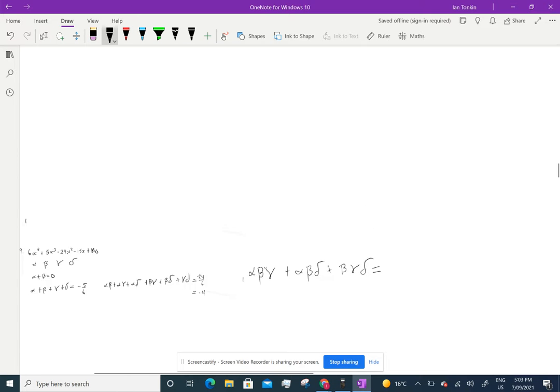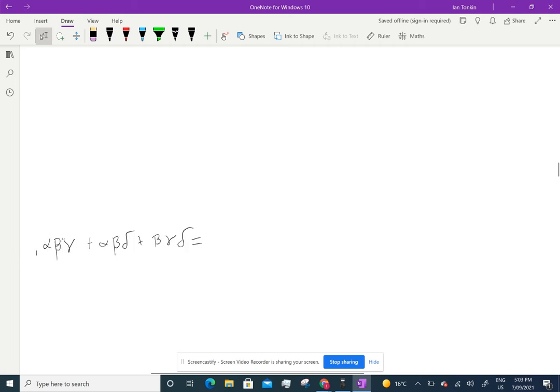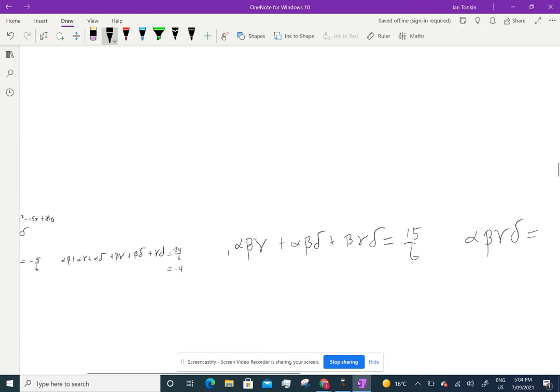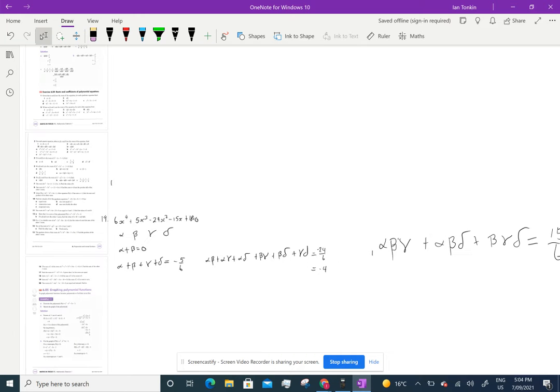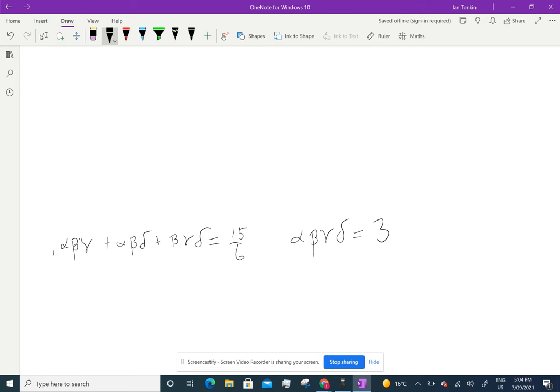And that equals, so I started with minus B on A, C on A, minus D on A, which is minus 15 on 6. So 15 on 6. I don't think I'm going to need to use that one. And finally, alpha, beta, gamma, delta. So I went minus B on A, C on A, minus D on A, and E on A, which is 18 on 6, which is 3. Right.